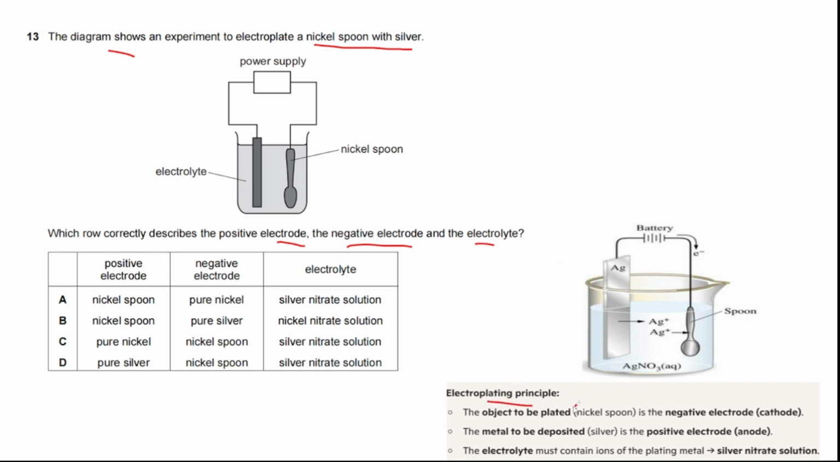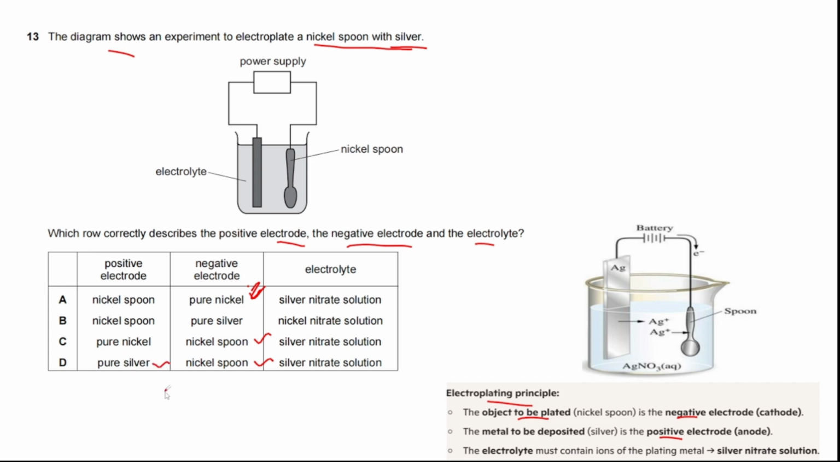In the electroplating principle, the object to be plated should be at the cathode, or the negative electrode. So here the negative electrode is always going to be the object that is to be plated. So it could be the nickel spoon, not the pure nickel. So it will be either C or D. And the metal to be deposited, here silver, should be at the positive electrode. So the nickel should be plated with the silver.